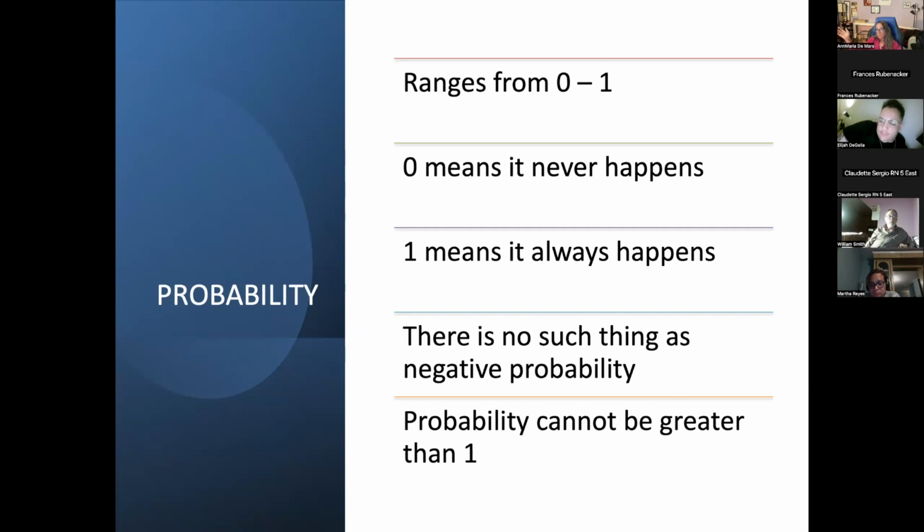So people will be computing probability and give a negative number. There's no such thing as negative probability. 0 is it never happens. It cannot happen less than never. There cannot be negative probability. 1 means it always happens. So probability cannot be greater than 1.